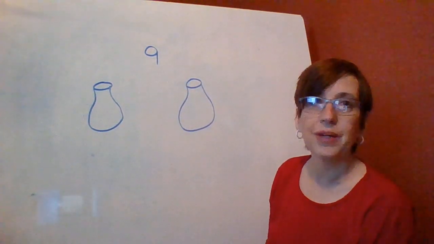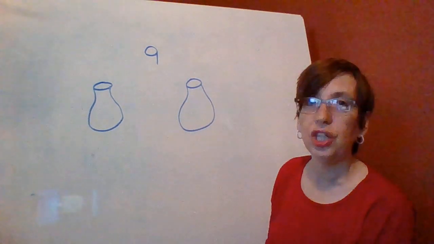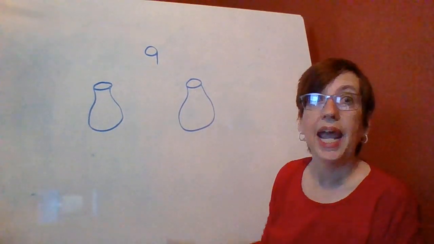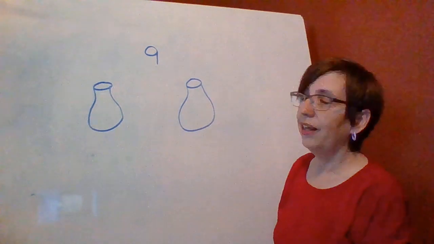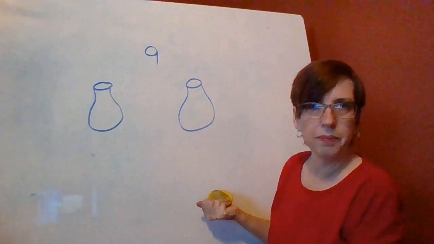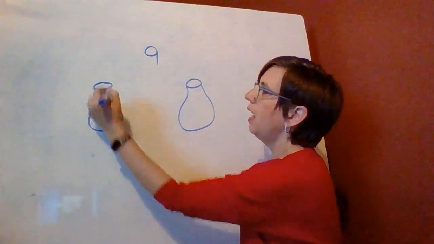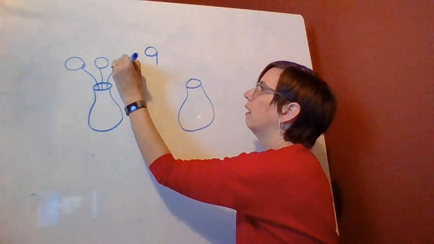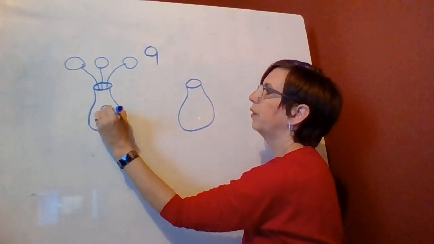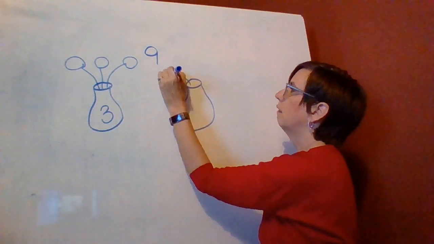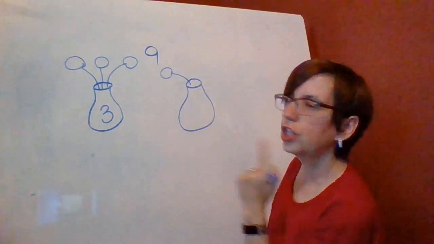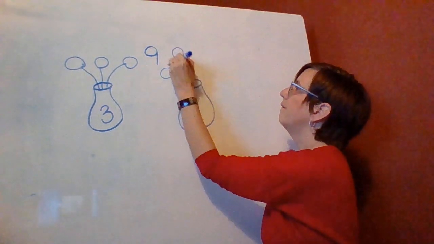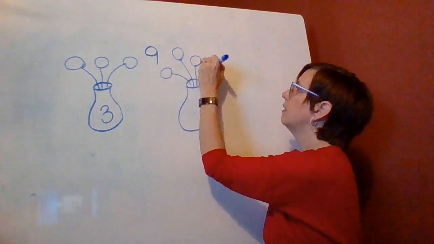So right now, I want you to pause the video and draw part of her flowers in this vase and part of them in this one, and then come back. All right, friends, how many did you put in each vase? I am going to say that she put 3 in this vase, which means how many would she have put in this one? Let's count up from 3. So this would be 4, 5, 6, 7.